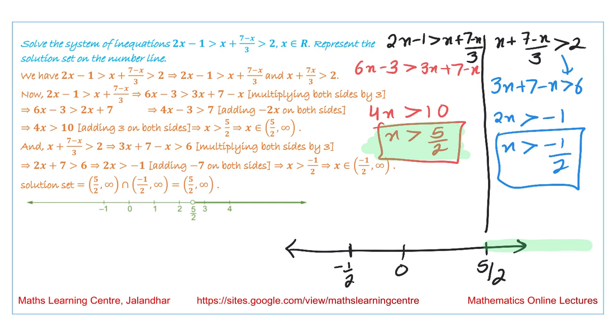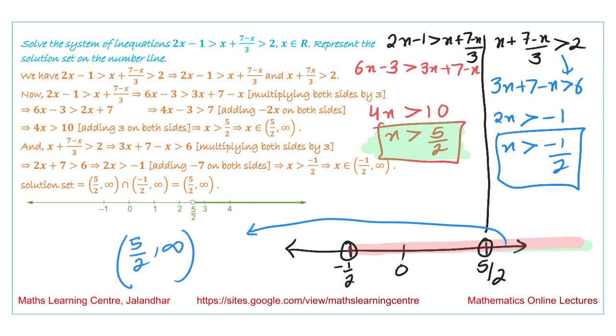And second, we are saying that x is greater than minus 1 by 2, this is the portion. Both these points are not included. So the common region we have over here is 5 by 2 to infinity, and this point 5 by 2 is not included over here. So this is the answer for this case.